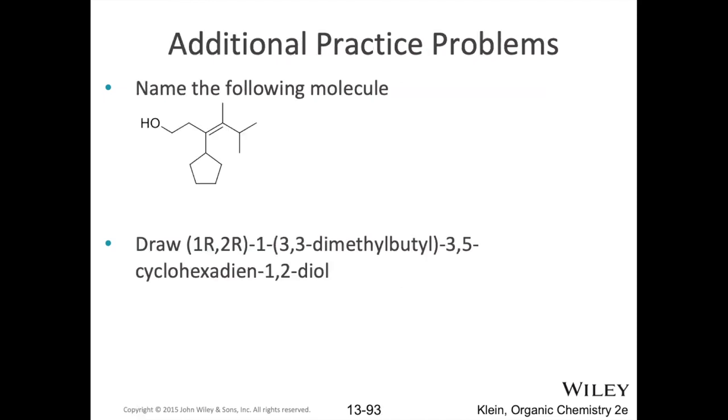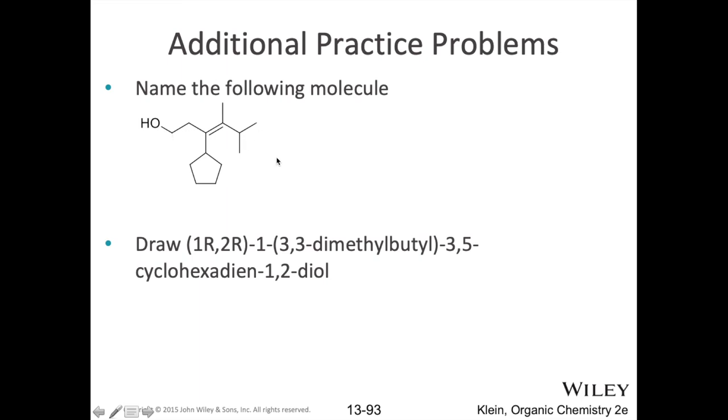Okay, and that's it for this chapter. So let's go through some practice problems here. Take a second and go ahead and name this molecule over here. Please note that we've got an alkene as well as an alcohol group. So think about your longest carbon chain that contains both of those and name that accordingly.